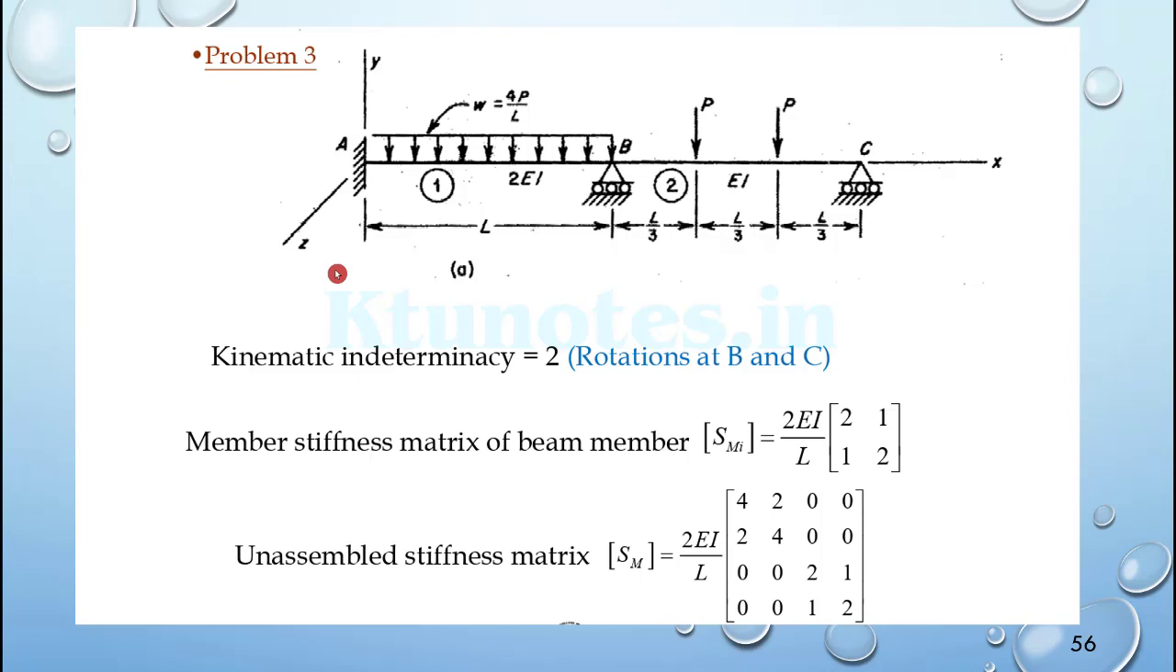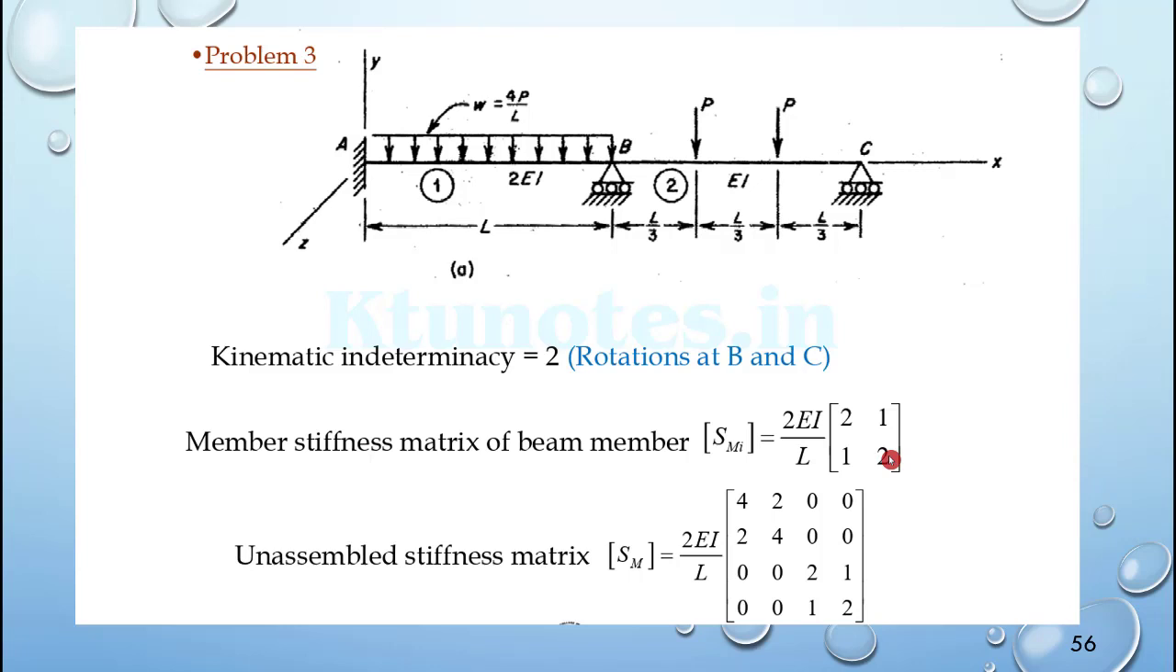So the kinematic indeterminacy is the unknown displacements, or two displacements. One is the rotation at B, the other is the rotation at C. The member stiffness matrix of a beam member SMI is equal to 2EI by L into [2 1; 1 2]. You can refer to the previous videos for the explanation of SMI.